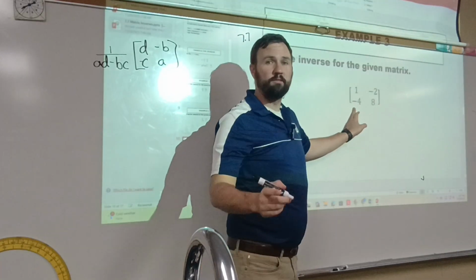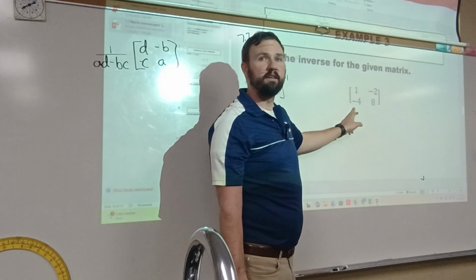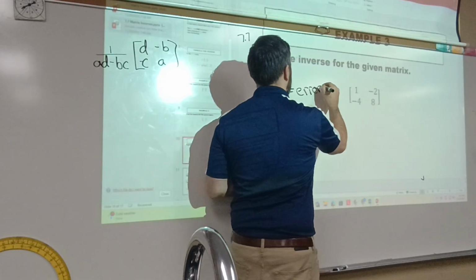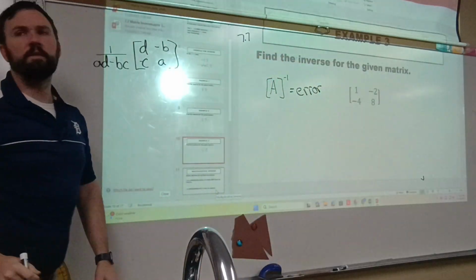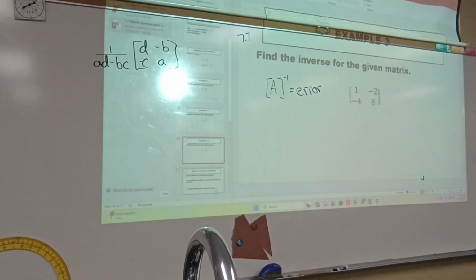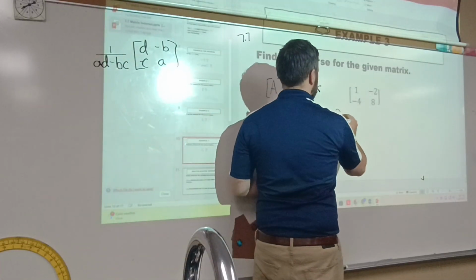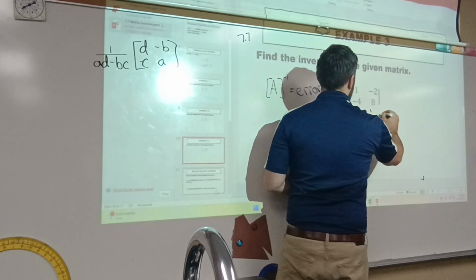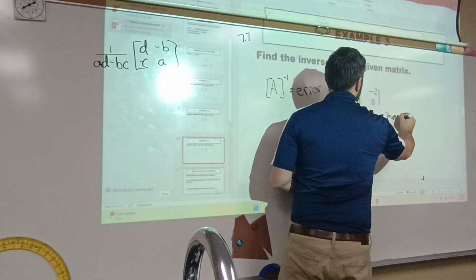If you guys tried along at home, what happened when you plugged that in? It said error. Do you guys remember when we did functions? Does every function have an inverse? No, not every function has an inverse. Does every matrix have an inverse? No, some are non-invertible. So this matrix does not have an inverse. Here's why.